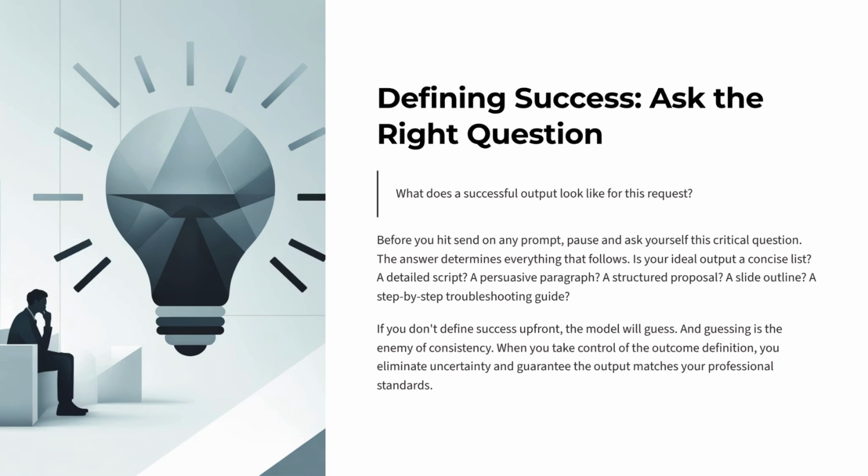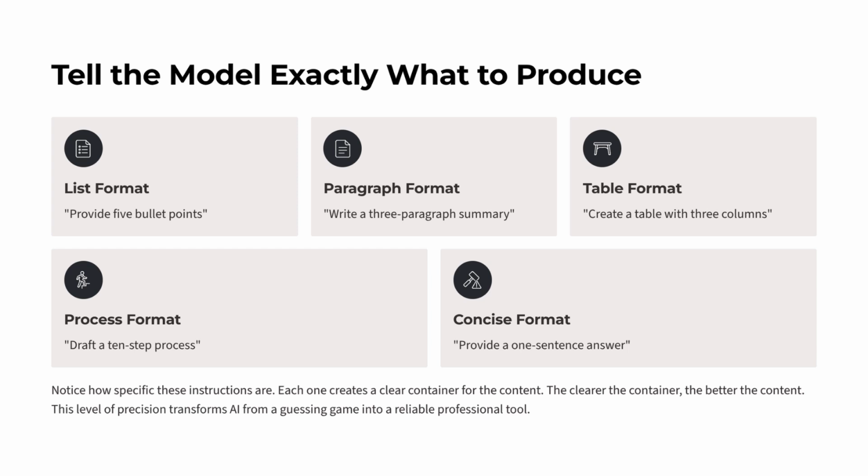Next, let's talk about telling the model exactly what to produce. This means giving the AI explicit instructions about the deliverable format. For example, provide 5 bullet points, write a 3-paragraph summary, create a table with 3 columns, draft a 10-step process, provide a 1-sentence answer. Notice how specific these instructions are. The clearer the container, the better the content.